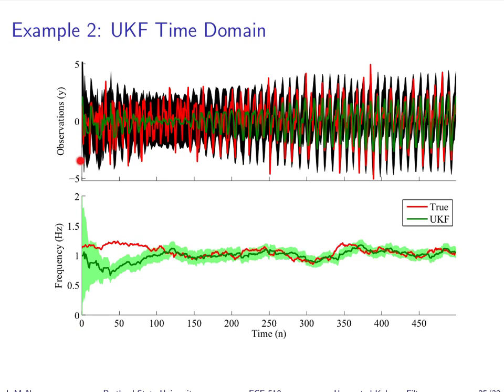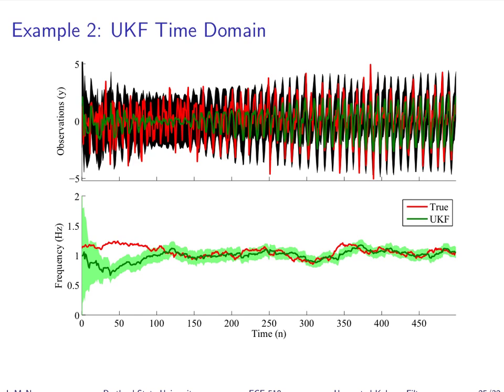You can see there's a lot of uncertainty initially. It's clear that the mean was 1, that this is fluctuating about from this plot. And you can see also that the UKF is lagging. When there's a change in frequency, the UKF lags a little bit before it comes up and tracks.